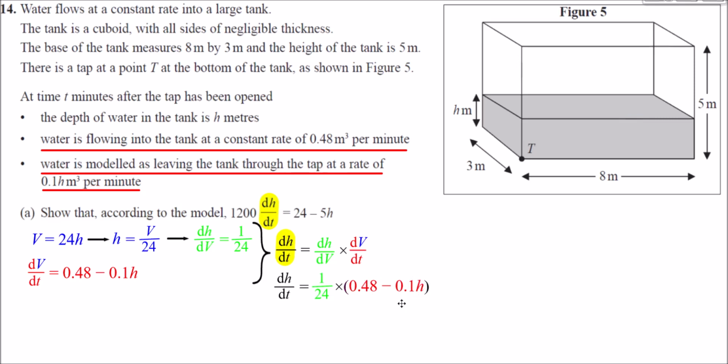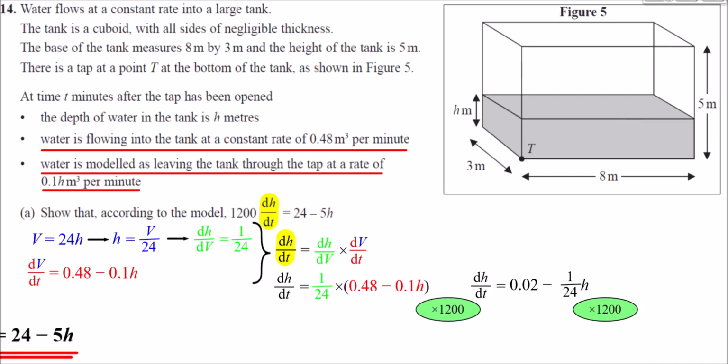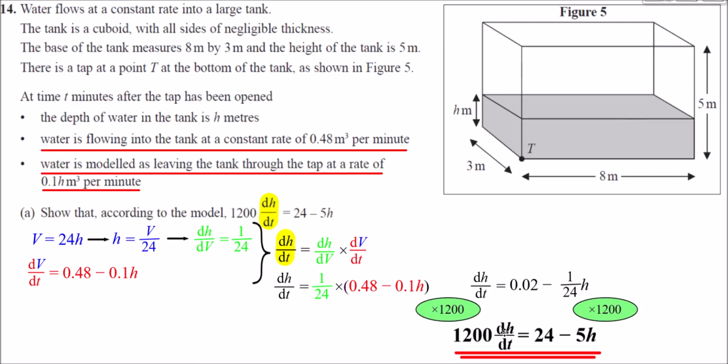So after multiplying and expanding these values by 1/24, these values of course are going to become very small indeed. We get dh by dt is 0.02 minus h/24. We want to show this is true. So the final step here, we just need to multiply both the left and right hand side of this equation by 1200. And if we do that, we arrive at our result which we wanted to prove and show after all. Therefore, yes, it is true that 1200 dh by dt is 24 minus 5h. If you try this on your calculator, it does work. 0.02 times 1200 is 24, and 1/24 of 1200 is 5.